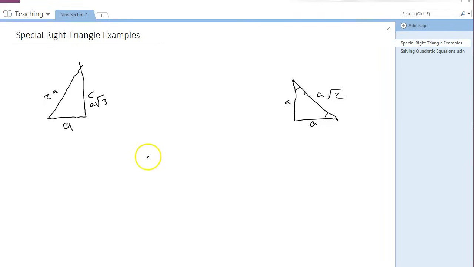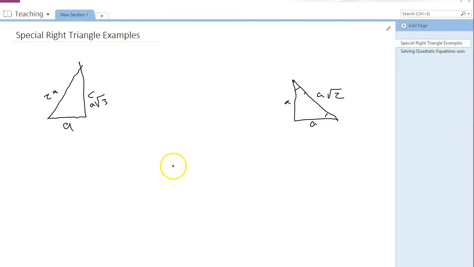Now, if you have another right triangle, and let's just say this leg is 1. What are the other 2? So basically, looking at this one, this becomes 2, and this becomes root 3, or 1 times root 3.